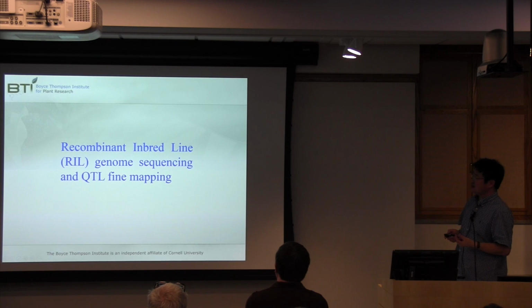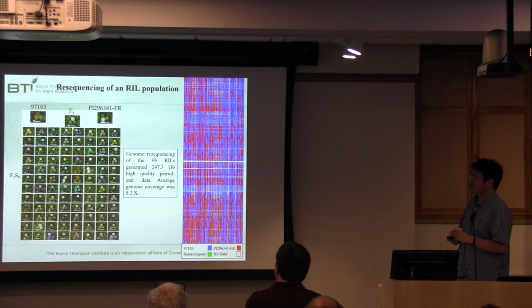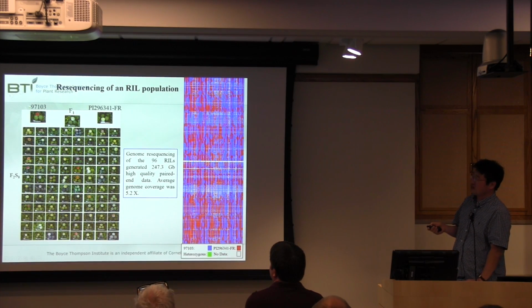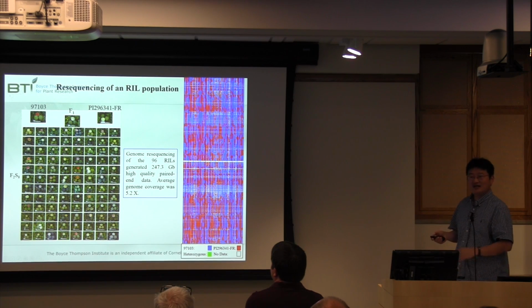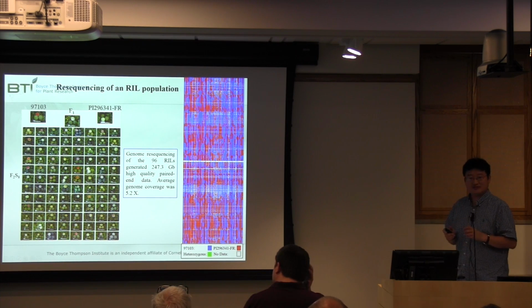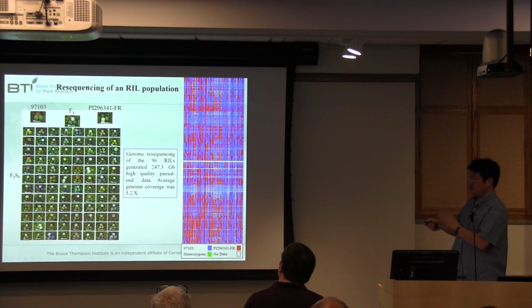We also have a recombinant inbred line population, a RIL population. This RIL population was derived by a cross between 9713, the East Asia ecotype, and a wild watermelon. We have de novo whole genome sequences for both. We generated this RIL population and did shallow genome resequencing for 96 RILs. We generated about 247 gigabases of data, and the average genome coverage was about 5.2x for these RIL lines.